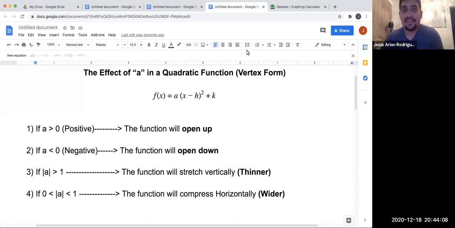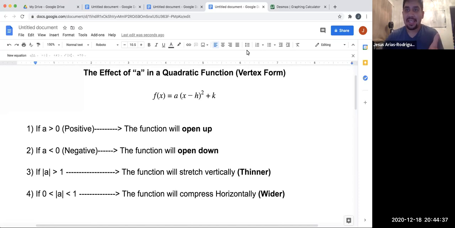In today's class, we're going to investigate the effect of A on the equation of any given quadratic function in vertex form. Just to review, the equation of a quadratic function in vertex form is the following. We have a function f of x, which is equal to A times (x minus h) to the power of 2 plus k. And please note that this value of A is multiplying the parenthesis which has the quadratic expression.